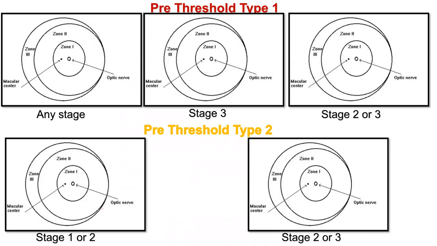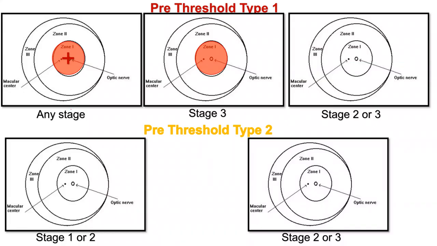A pre-threshold type 1 means that any stage present in zone 1 with plus disease is a pre-threshold type 1, and this is an indication for treatment. Or if you have stage 3 in zone 1 without plus disease, this is also an indication for treatment.